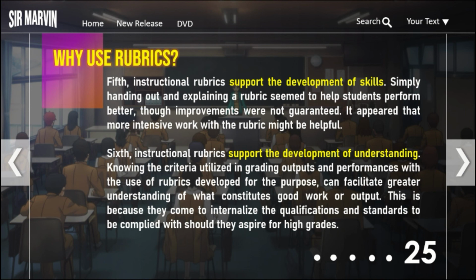Sixth, instructional rubrics support the development of understanding. Knowing the criteria utilized in grading outputs and performances with the use of rubrics developed for the purpose can facilitate greater understanding of what constitutes good work or output. This is because they come to internalize the qualifications and standards to be complied with should they aspire for high grades. Okay, so since sa rubric nagkakaroon ng development of skills, possible din na magkaroon ng development of understanding.